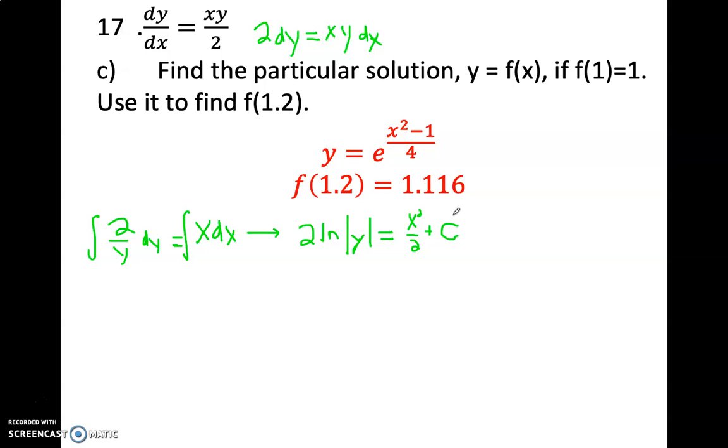We could plug in the 1 and the 1 right now if we really wanted to. It's not a big deal, but it's going to be better off for us if we get y by itself first. But it is an option to plug in the 1 now and then solve from there. So I'll leave it up to you, but I'm going to solve it for y first. So solving this for y, we're going to divide by 2 right off the bat. Get natural log of y equals x squared over 4.